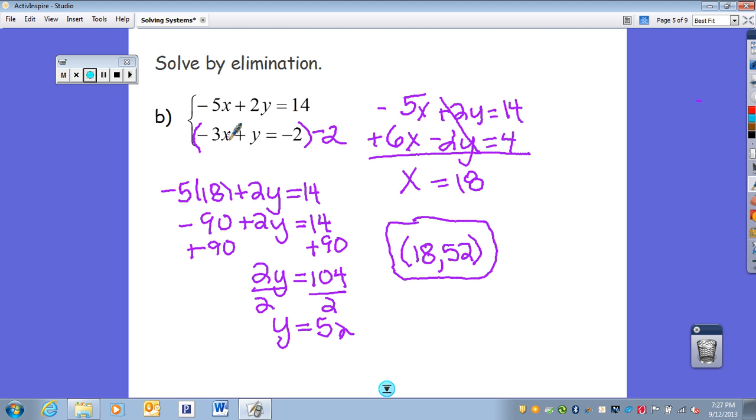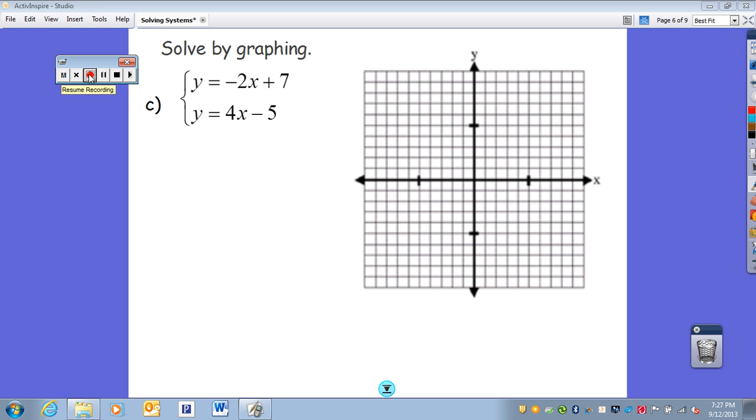To be sure, I can substitute the 18 into the second equation, which gives me negative 54 plus, substituting y, 52. Negative 54 plus 52 is equal to negative 2, and therefore it is a solution to both of my equations and a solution to the system. The next method is to solve by graphing to find our point of intersection.